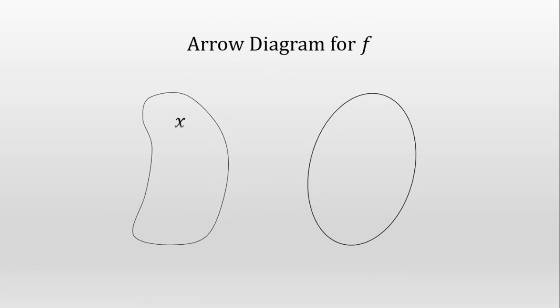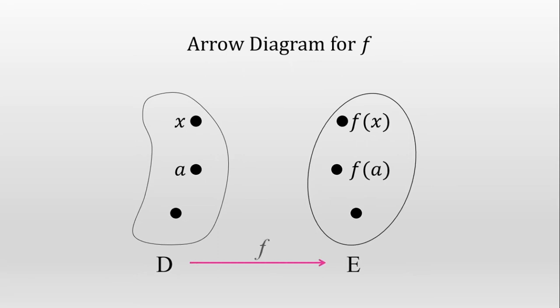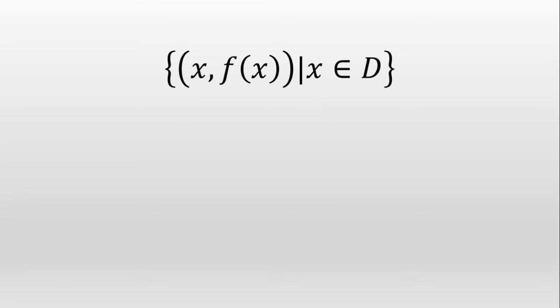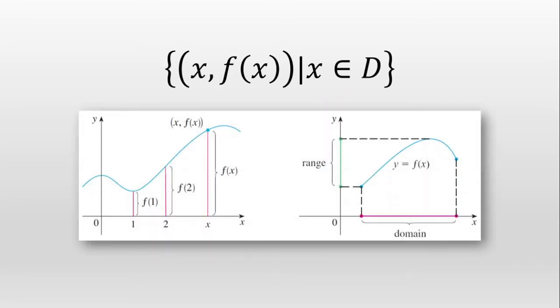Each arrow connects an element of D to an element of E. The arrow indicates that f of x is associated with x, f of a is associated with a, and so on. The most common method for visualizing a function is its graph. If f is a function with domain D, then its graph is the set of ordered pairs. Notice that these are input-output pairs. In other words, the graph of f consists of all points in the coordinate plane such that y is equal to f of x and x is in the domain of f.